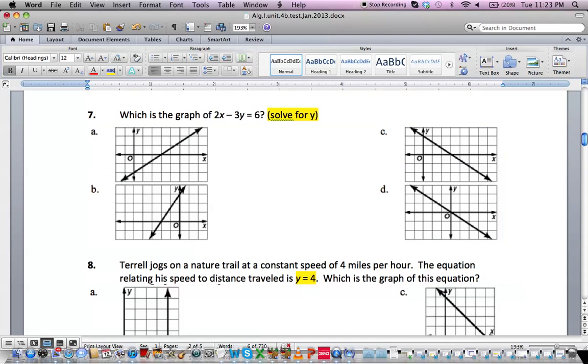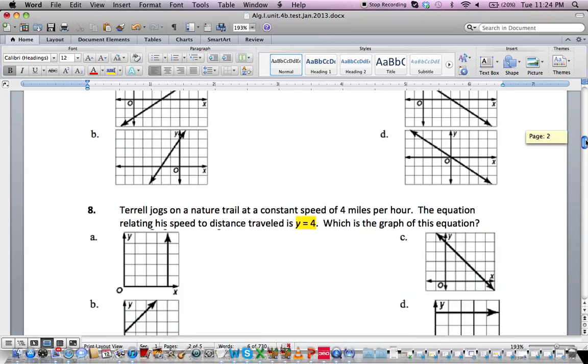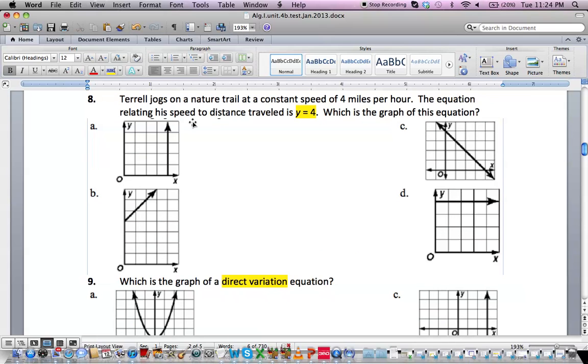Number 7, which is the graph of 2x minus 3y equals 6? And I gave you a hint. You'll need to solve this for y first, and then figure out which one of those is the graph, okay? Number 8, Terrell jogs on a nature trail at a constant speed of 4 miles per hour. The equation relating his speed to distance traveled is y equals 4. Which is the graph of this equation? Think about this is y equals 4. When you have a y equals, think about the type of line that you have, okay? And here's A, here's B, here's C, and here's D, okay?